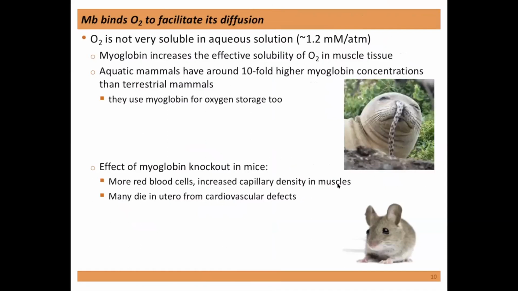So let's talk briefly about myoglobin. It will bind oxygen and it helps facilitate the diffusion of oxygen. So oxygen is really not very soluble in water, especially at higher temperatures. Water doesn't dissolve gases at very high concentrations. But myoglobin does increase the effective solubility of O2 in muscle tissue, and we'll talk about that specifically. And aquatic mammals actually have around 10-fold higher myoglobin concentration than terrestrial mammals. And so aquatic mammals actually use myoglobin for oxygen storage.